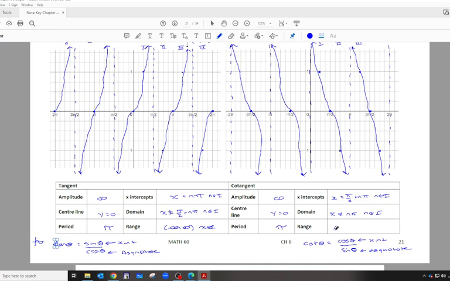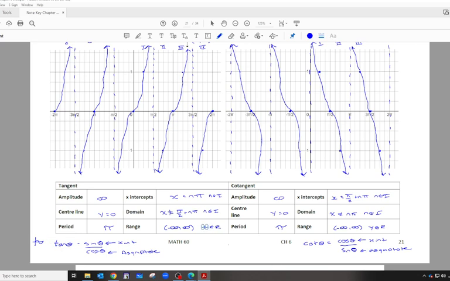And then my range would be negative infinity to infinity, or y is an element of the real number system. I don't know what I was doing here. Somebody walked by my office when I was writing this one. This one should be y is an element of the real number system.